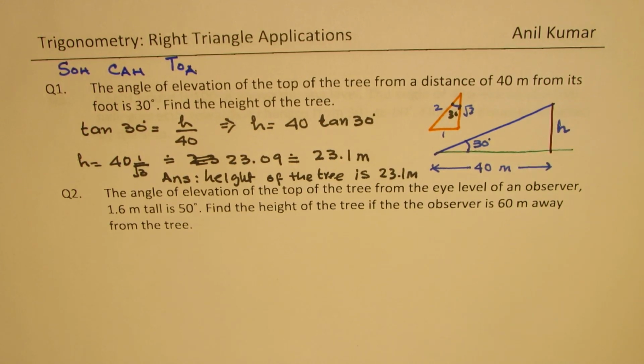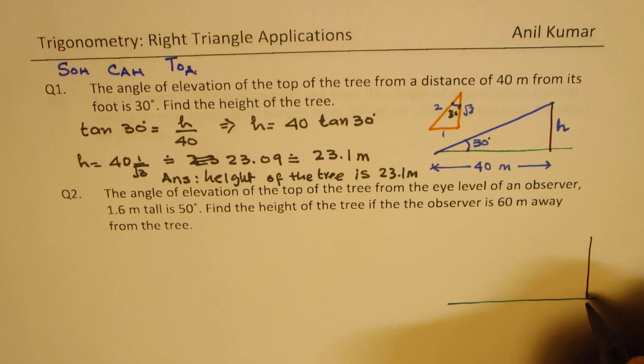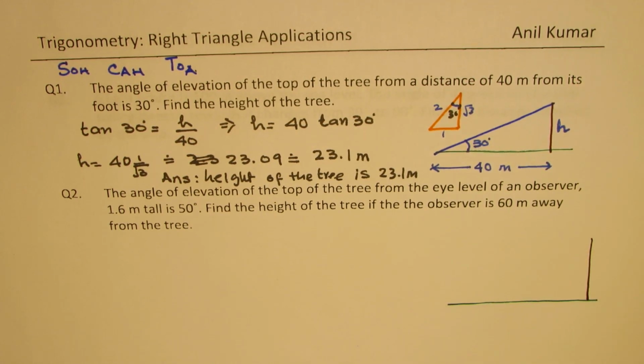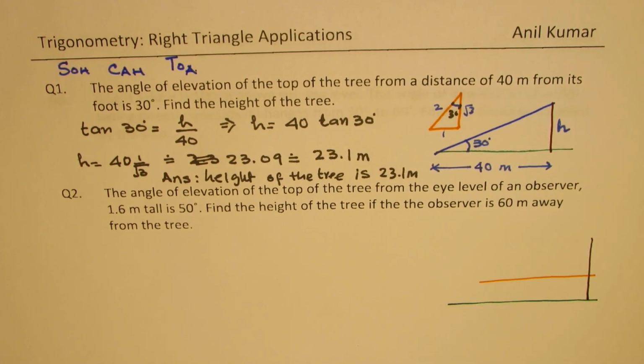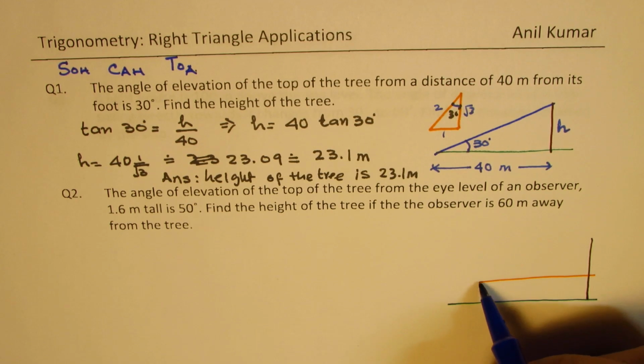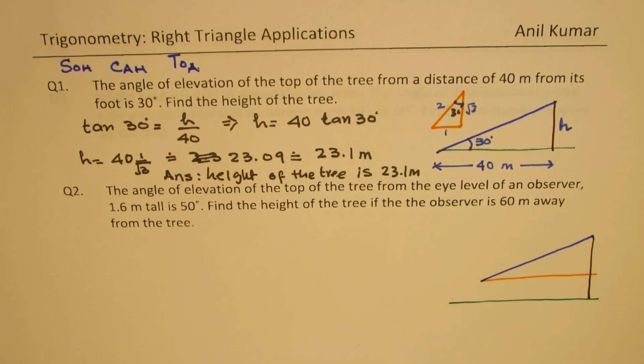Question number 2. The angle of elevation of the top of the tree from the eye level of an observer 1.6 meter tall is 50 degrees. Find the height of the tree if the observer is 60 meters away from the tree. Right? Very similar question, right? With a very critical difference also. This time we are given the height of the observer, right? So, and from the eye level, this angle of elevation is being measured, right? So the situation is kind of like this. Well, the drawing is definitely not to the scale.